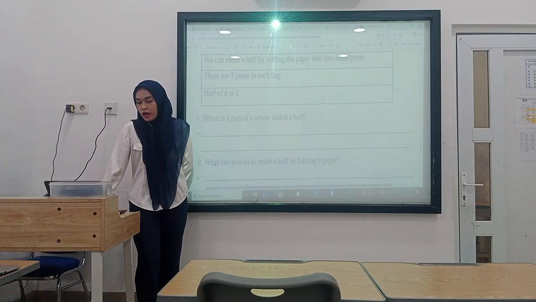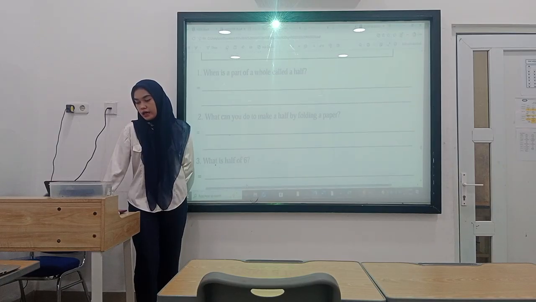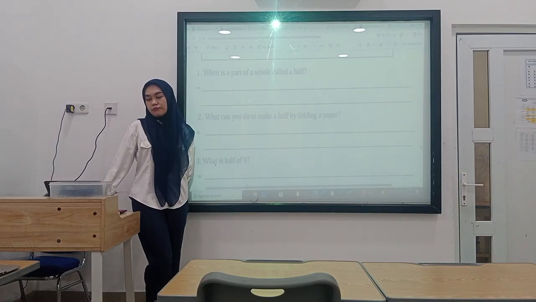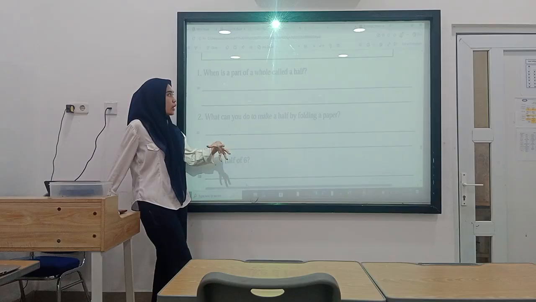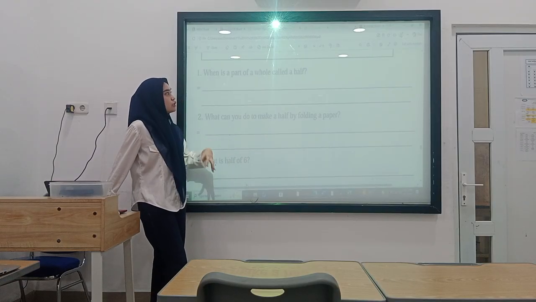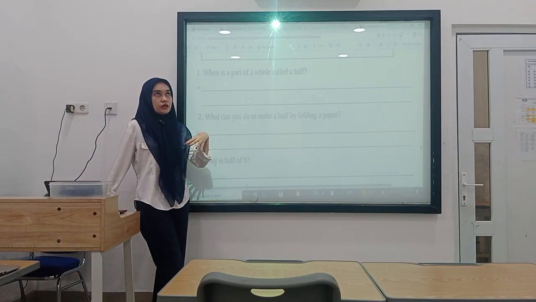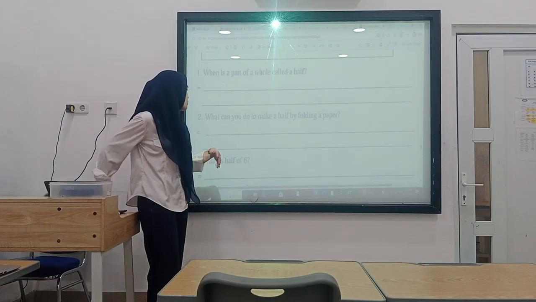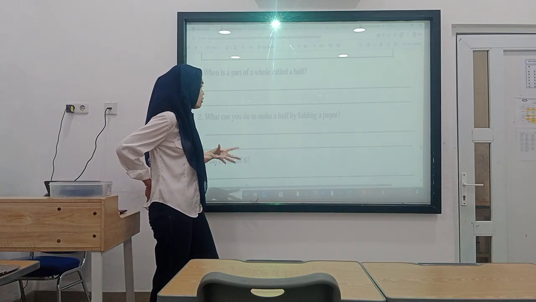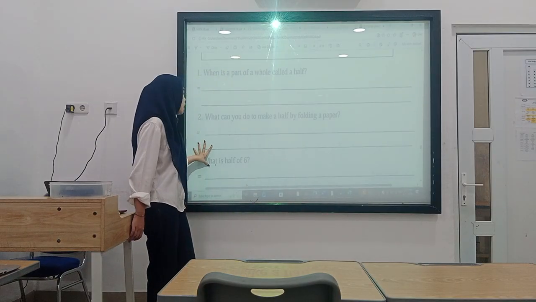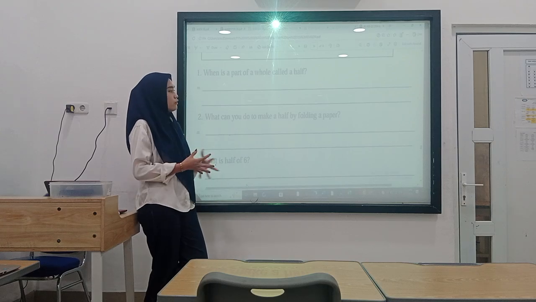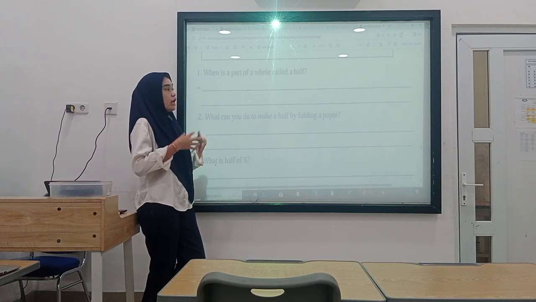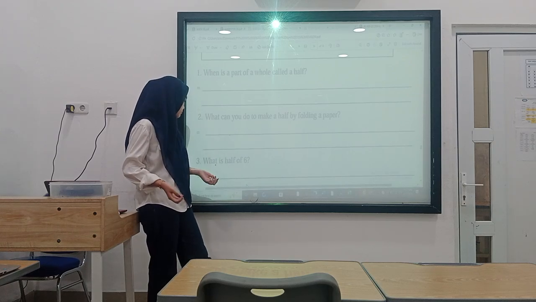Number 1, when is a part of a whole called a half? A part of a whole is called a half when we split it into 2 equal parts. Number 2, what can you do to make a half by folding a paper? We can make a half by folding the paper into 2 equal parts.